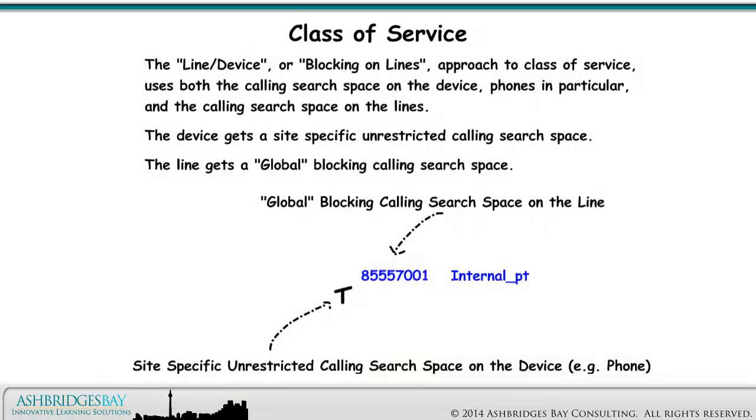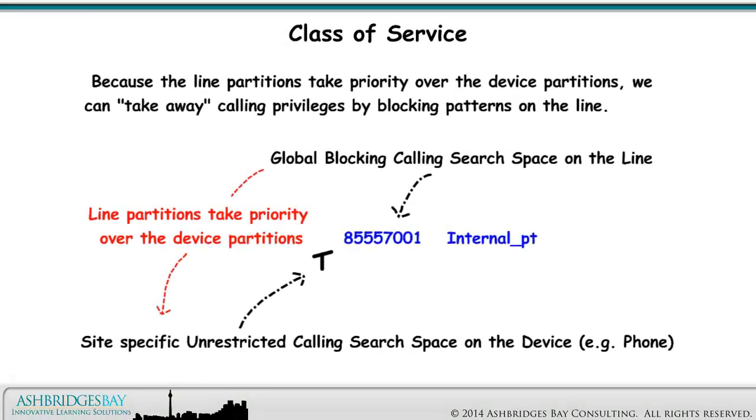The line device, or blocking on lines approach to class of service, uses both the calling search space on the device, phones in particular, and the calling search space on the lines. The device gets a site-specific unrestricted calling search space. The line gets a global blocking calling search space. Because the line partitions take priority over the device partitions, we can take away calling privileges by blocking the patterns on the line.